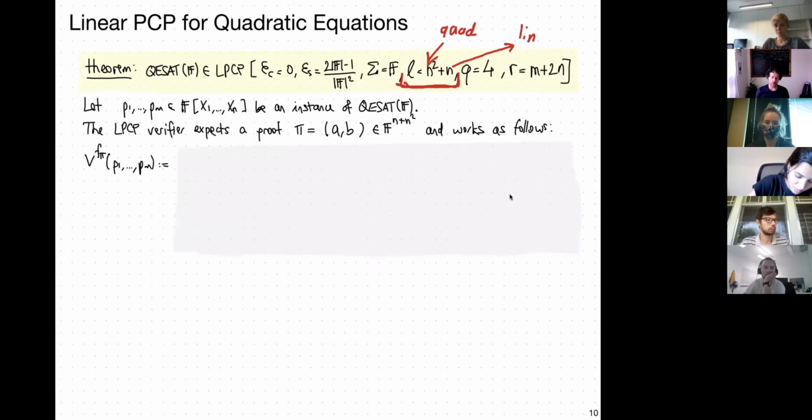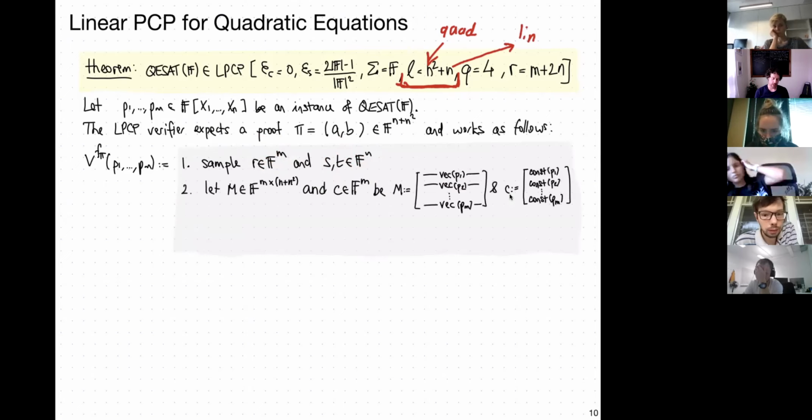Okay, so now what is the verifier? What will it do? First we will sample one field element for the random linear combination of the linear equations. And we'll sample S and T, two field elements, for the random linear combination of the tensor. So exactly what we need for test 1 and what we need for test 2. And then we'll consider this matrix M. What is this matrix M? Think about it as having M row vectors, each row vector representing one of the M equations that we're trying to solve, P1 to Pm.